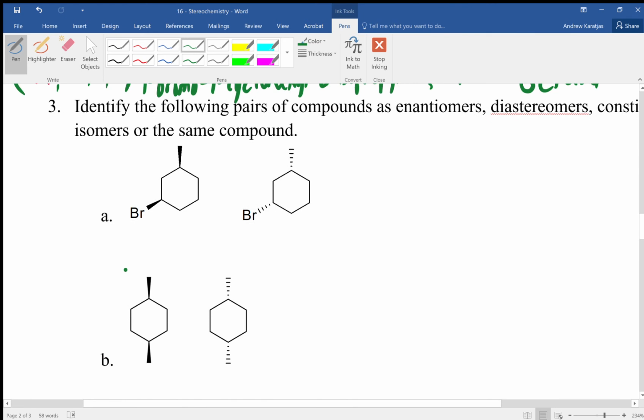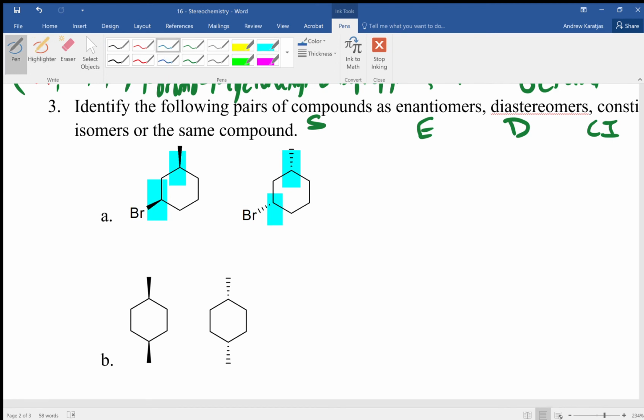So the rest of the sheet is just these pairs of compounds that we're trying to identify as, and I'm just going to abbreviate, E for enantiomers, D for diastereomers, CI for constitutional isomers, and we'll use S for same. So this first compound, you can see we have two stereocenters located here and here. And between our two structures, we've inverted or reversed both stereocenters. And remember, when we invert all of the stereocenters, that's the definition of enantiomers.